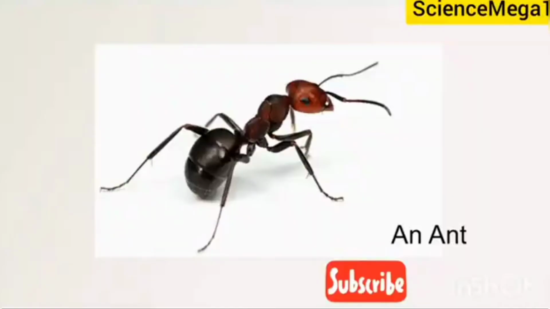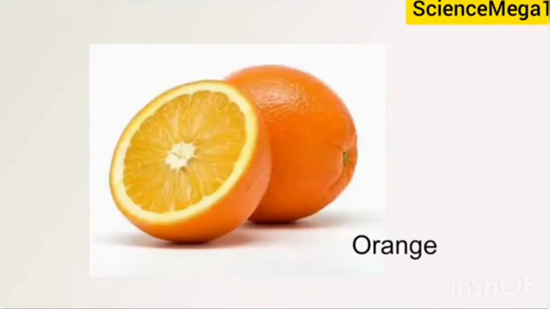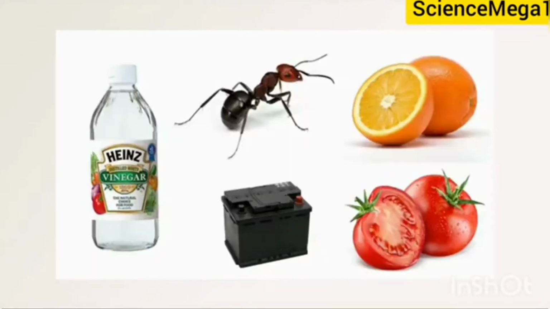What do the following items have in common? An ant, tomato fruit, orange fruit, vinegar, and electrolyte in car battery. What distinctive properties do they have? Difficult to identify, right? By the end of this lesson, you should be able to answer these questions.